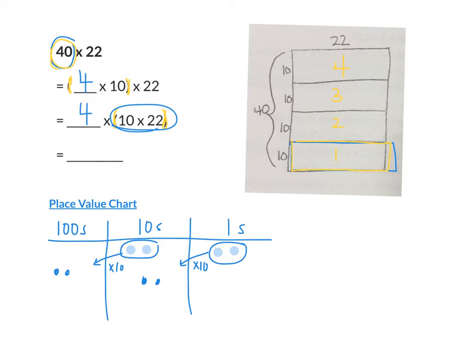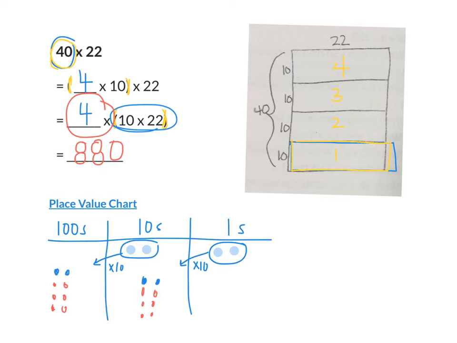220. But is that my final answer? No, because I have to multiply it by 4. I can make 4 copies of it. There's 1 copy, 2 copies, 3 copies, 4 copies. So after I multiply by 10 and multiply by 4, how many do I have altogether? How many hundreds do I have now? Everyone? 8. How many tens do I have altogether? 8. And how many ones do I have now? So what is 4 times 10 times 22? Everyone?